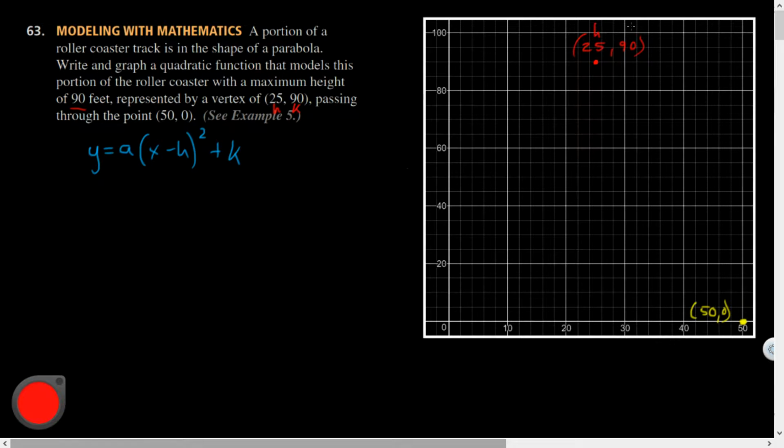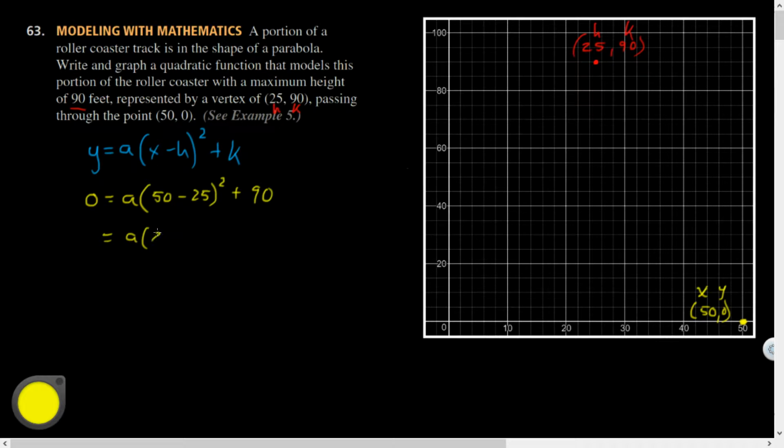So I know the h and k, and I know a particular combination of x and y, and I don't yet know a. So a is going to be the thing that I'm trying to find. So let's plug in what we know and solve for what we don't. So y is 0, a is unknown, x is 50, h is 25, plus k is 90. Right, so let's see if we can simplify and solve for a.